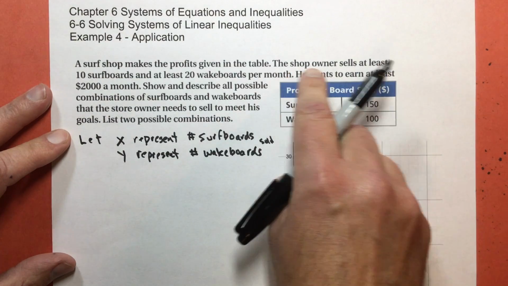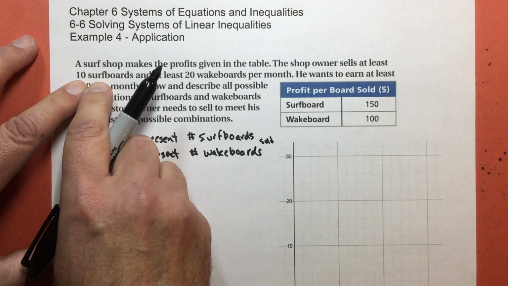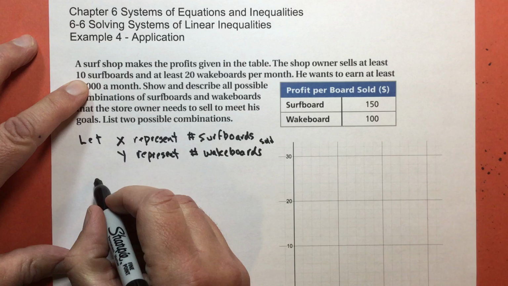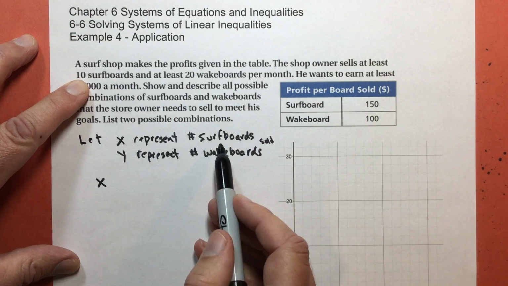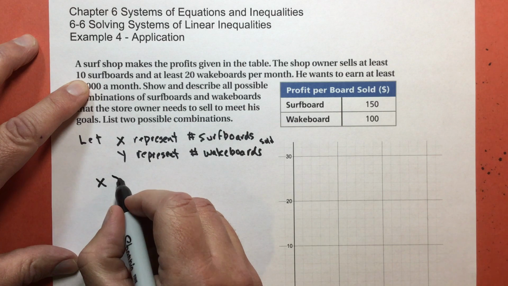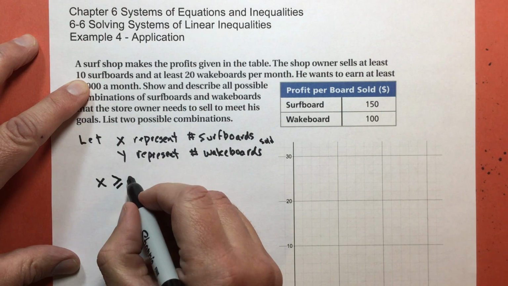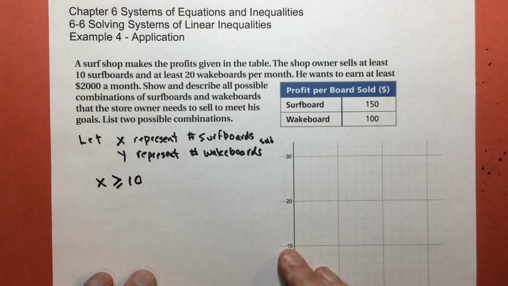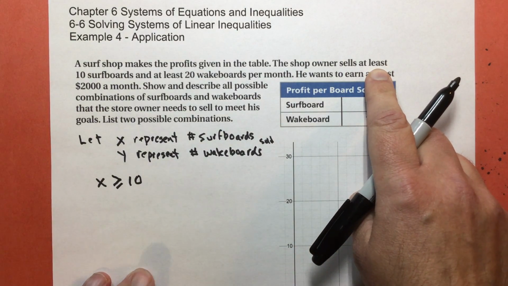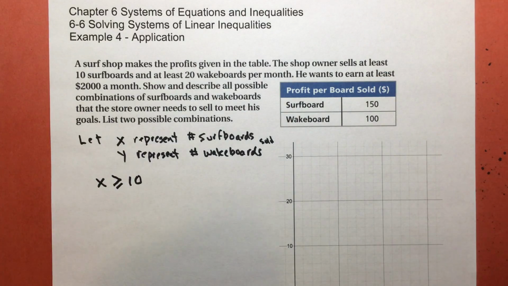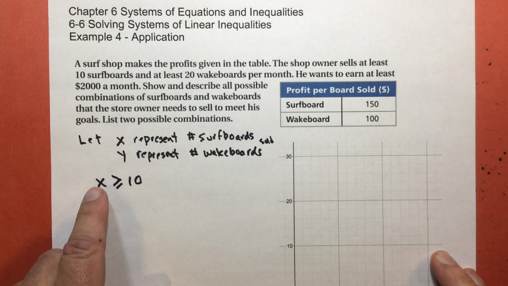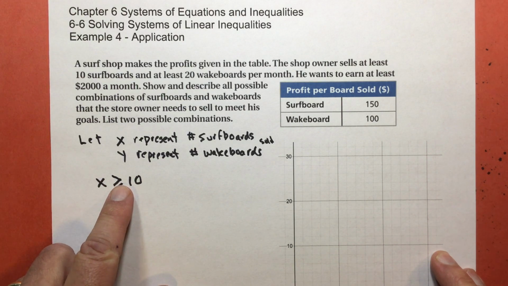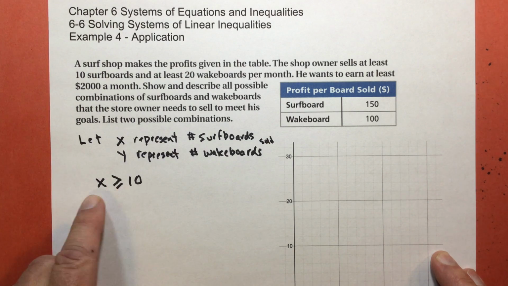The first thing, the shop owner sells at least 10 surfboards. X represents surfboards. So X, the number of surfboards sold, has to be greater than or equal to 10. Now I know we get confused because you use the word least, that sounds like less than, why did I use a greater than? But use logic and think about it. The shop owner wants to sell a lot of product. That makes more money. So the shop owner wants to sell more than 10, but he'll be happy if he sells at least 10, which is equal to 10.